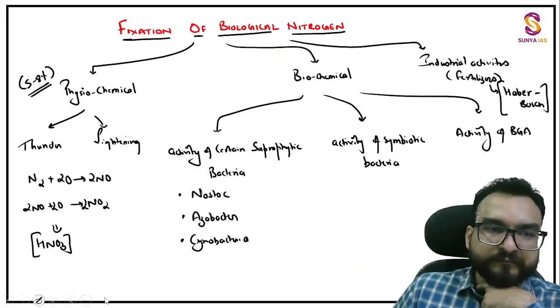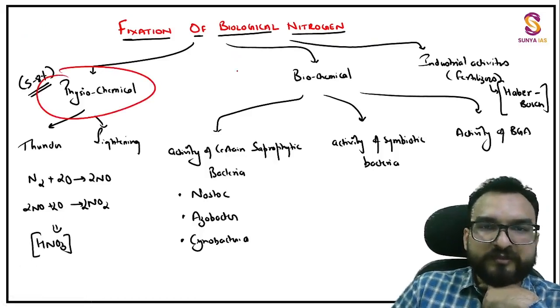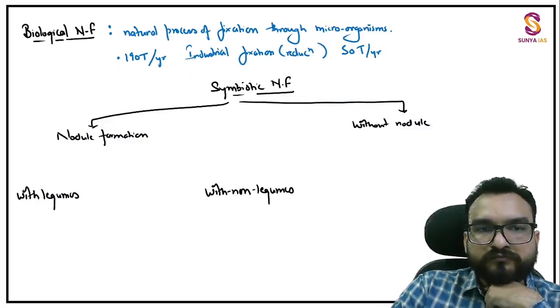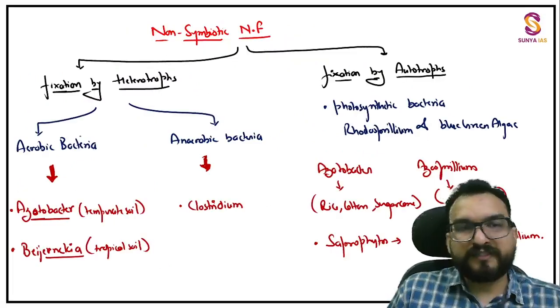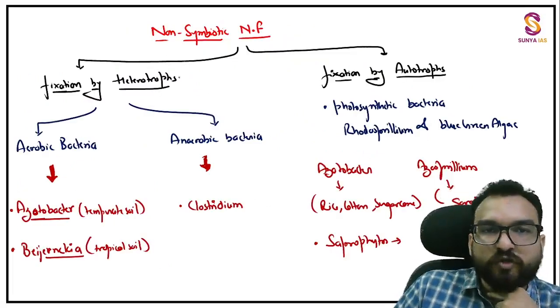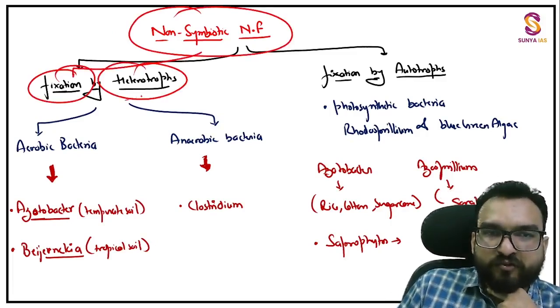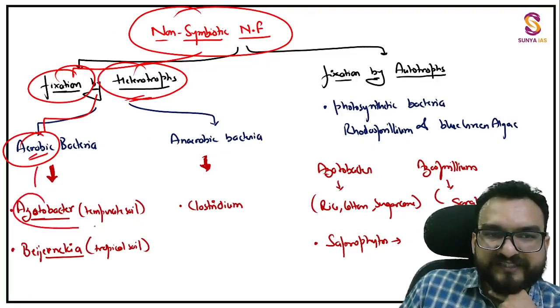See over here. Physiochemical you have seen, biochemical you are seeing right now. See this over here, guys. This is non-symbiotic nitrogen fixation. Fixation by heterotrophs. In aerobic condition, if they are fixing it, then we have the example of Azotobacter.